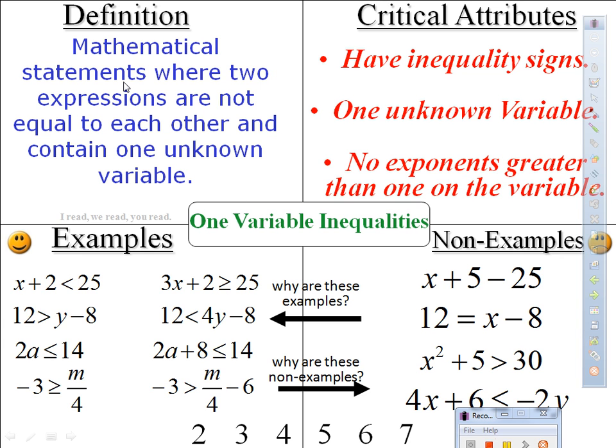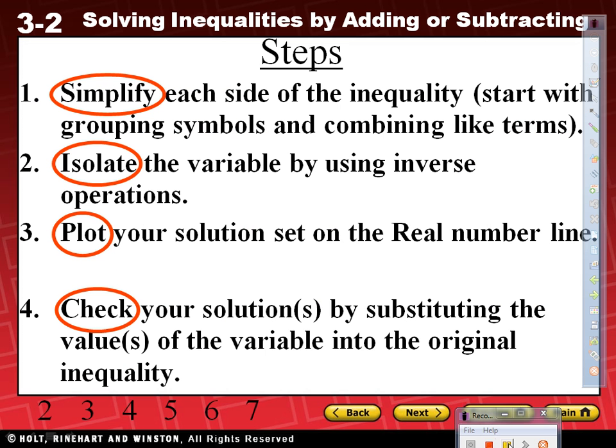Same steps. So what I need you to do, on the left-hand side of your Cornell notes on the Q column, I just want you to write simplify, isolate, plot, and check, so you can have those handy, please. Simplify, isolate, plot, and check. All right, from the very top, I want you to skip 3 lines. 3 lines.